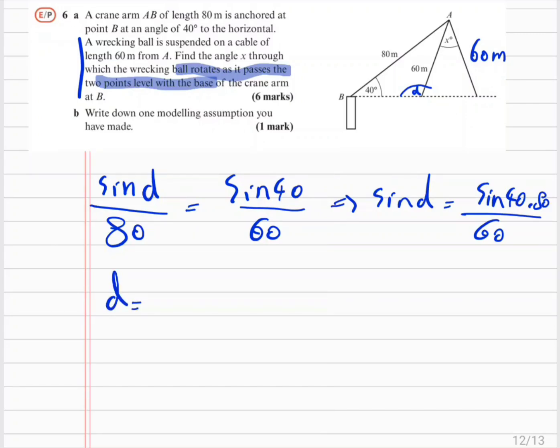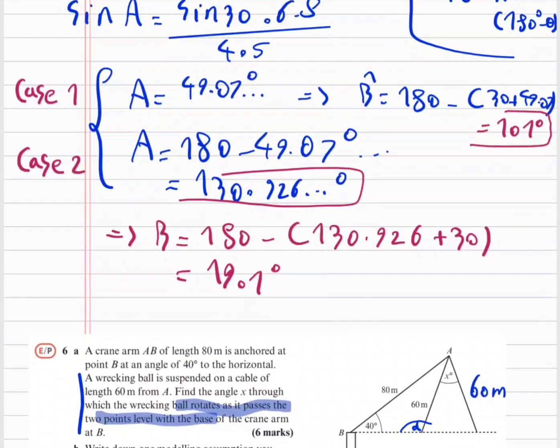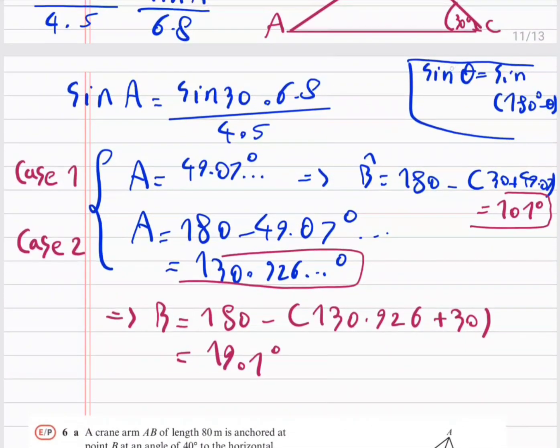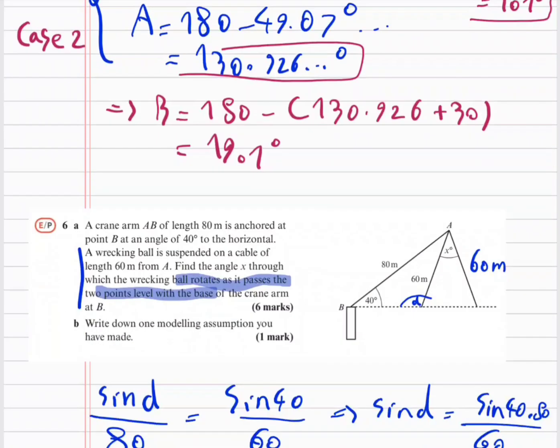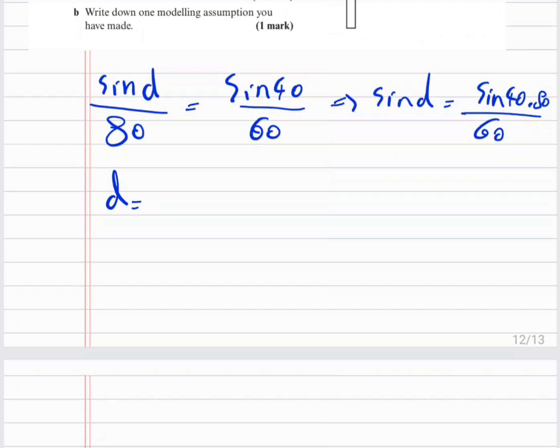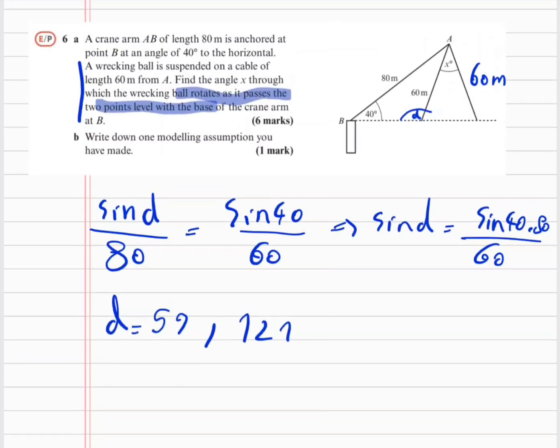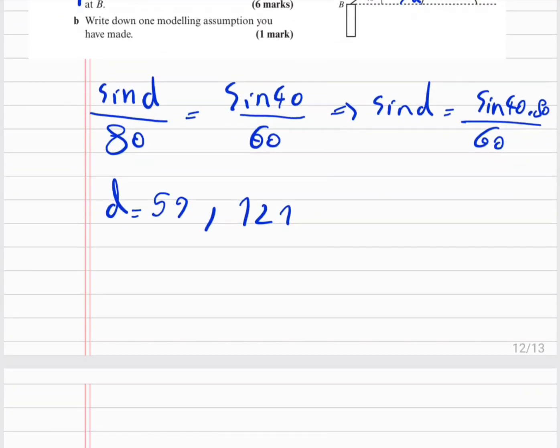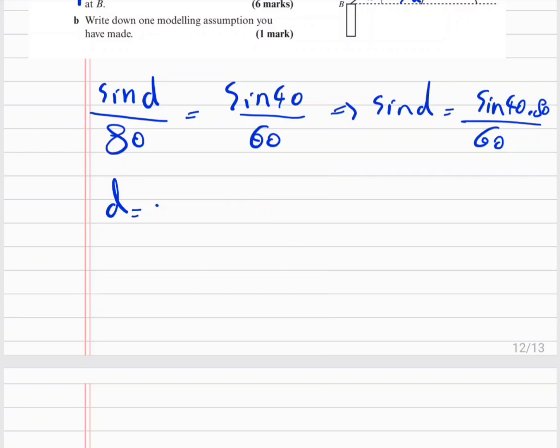And remember that we get two values when we do the sine inverse. This is because, as we discussed in the previous lesson, sine theta is equal to sine of 180 minus theta. One of the values that we get is 59, and when we do 180 minus that, the other value is 121 degrees. So there are two possibilities. However, from the shape that we are given, we can already see that this is an obtuse angle. Therefore, in this case, the answer is 121 degrees.